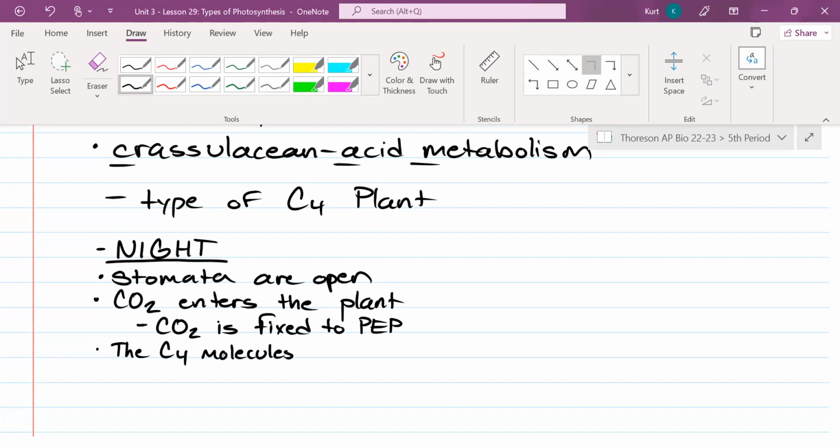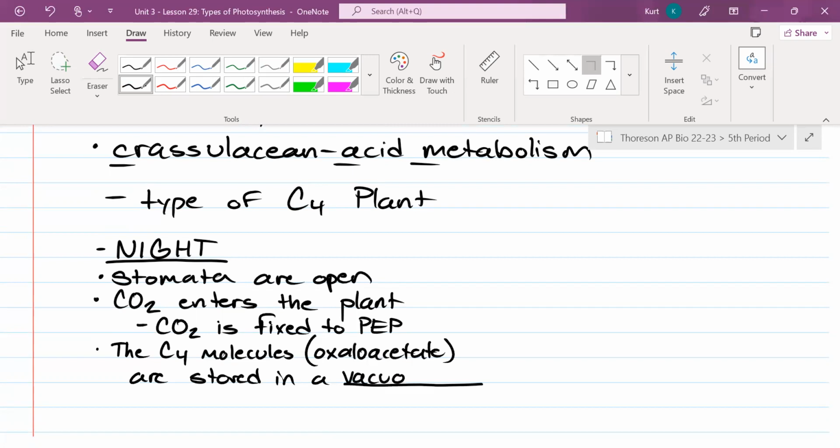The C4 molecules, which are oxaloacetate, are stored in a, can you recall what organelle is used for storage? A vacuole. So I want to tell you why this happens. Why do we have to stop there?